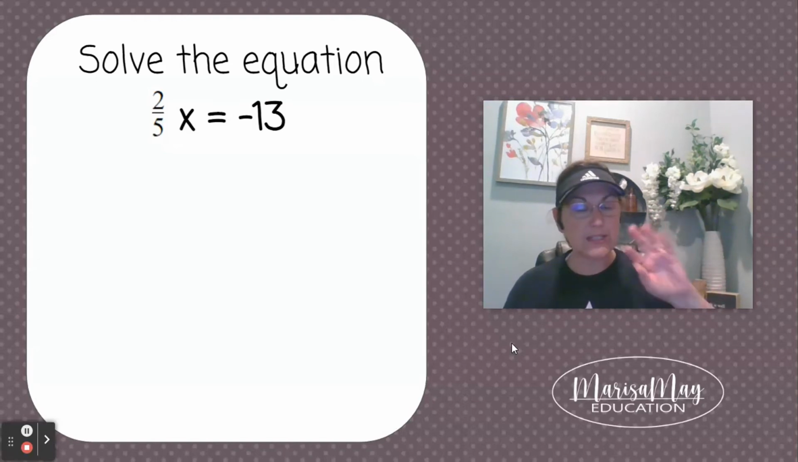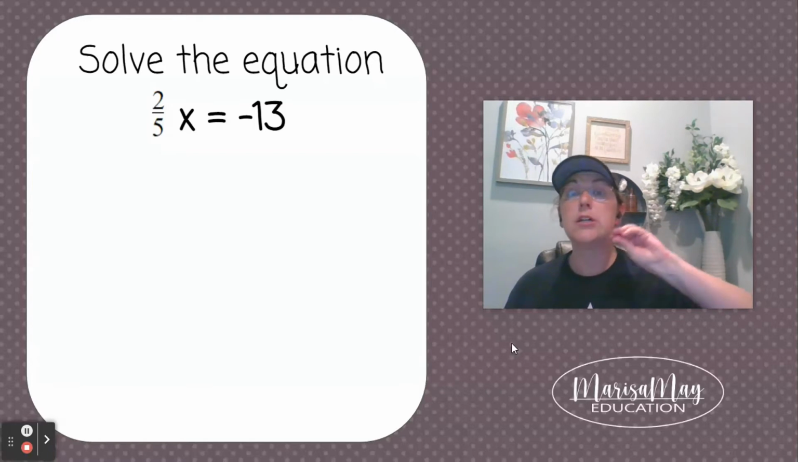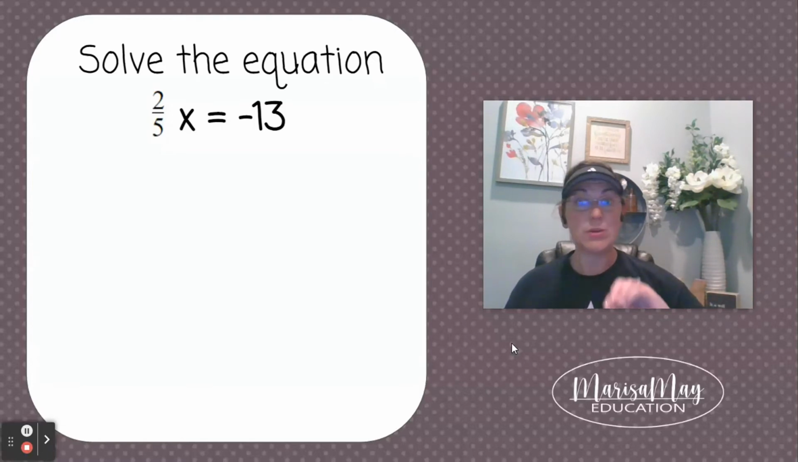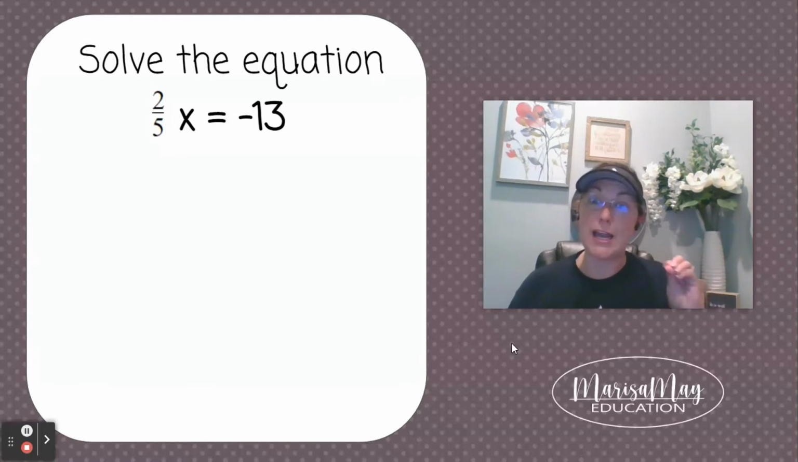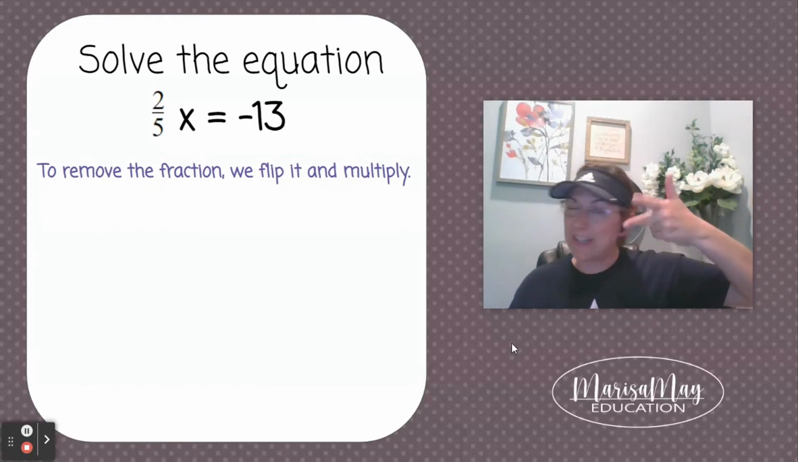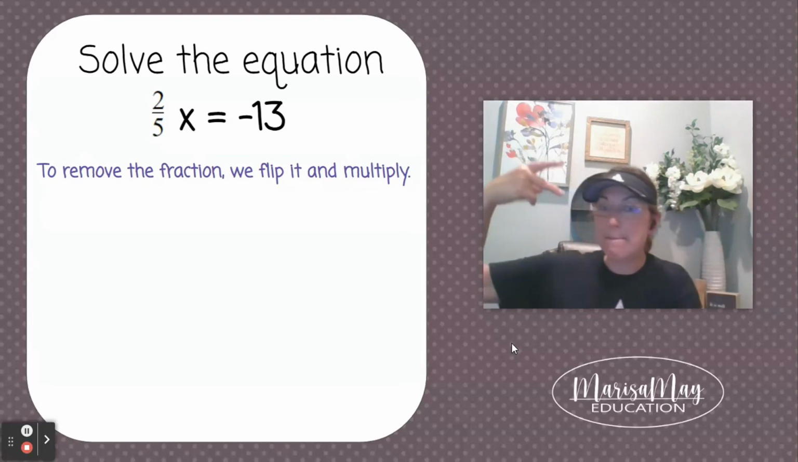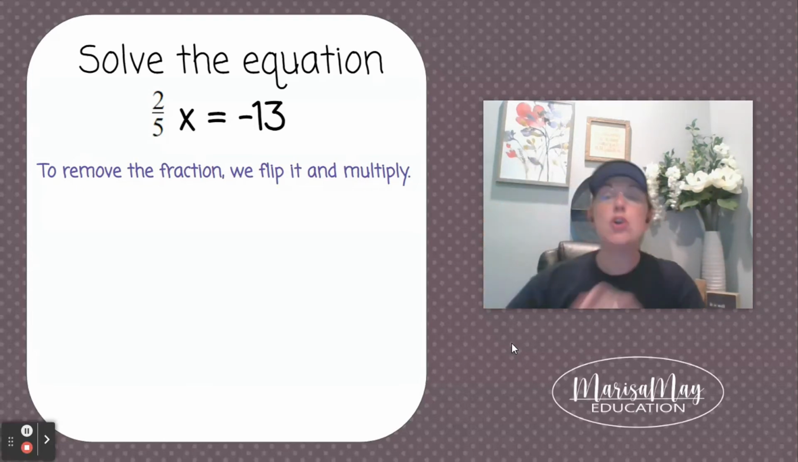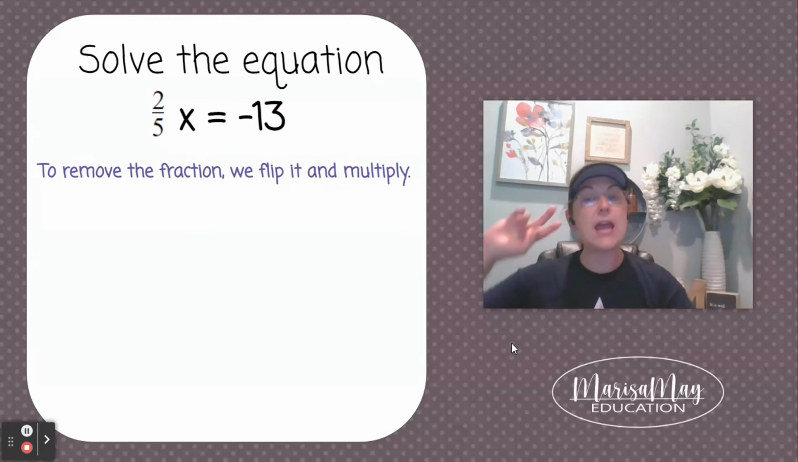I want you to notice I'm still going to ask myself that question. What is happening to the variable? What's happening to x? It is being multiplied by 2/5. So in order to remove the fraction, we flip it and we multiply it. We flip it and we multiply.